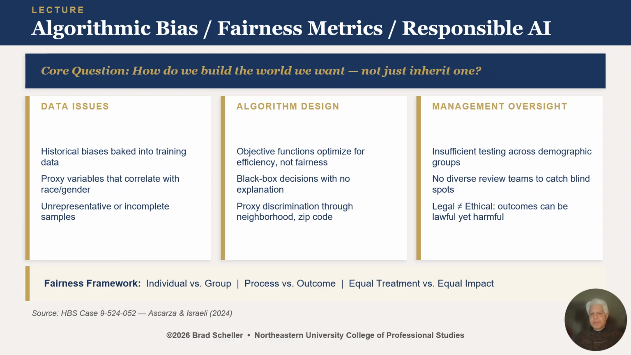And the third issue is management oversight. Organizations don't test their systems across demographic groups. They don't build diverse review teams. And critically, they hide behind legality, like if it's not illegal, it's the same as ethical. That distinction matters more every year as regulations catch up.